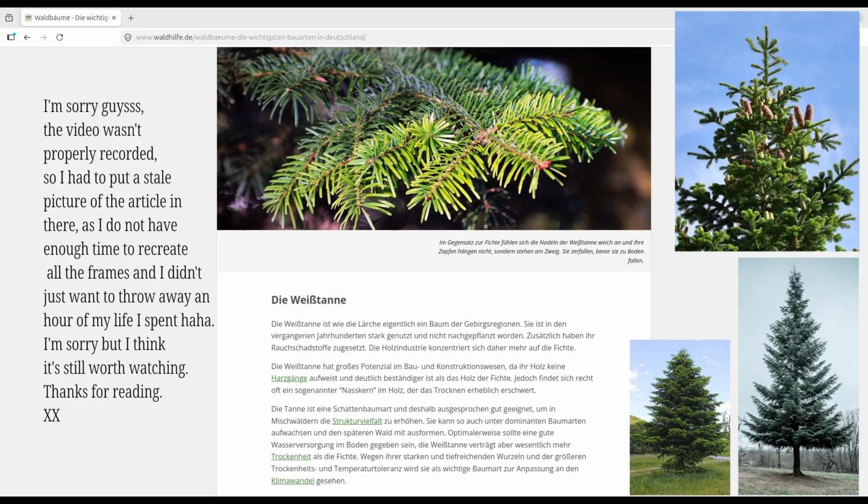Mehr, more, auf, on, or on top, but in this case, auf, focus on, so it's rather on. Die Fichte, the spruce or fir, what was it again? I think it was spruce, right? Yeah. So the wood industry focuses itself because of that more on the spruce. So, die Weißtanne hat großes Potenzial im Bau- und Konstruktionswesen, da ihr Holz keine Harzgänge aufweist und deutlich beständiger ist als das Holz der Fichte.